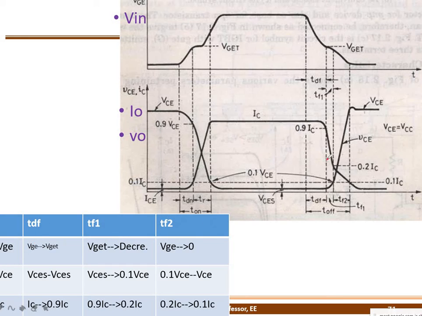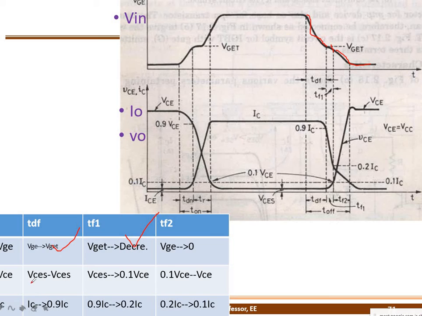First one, delay fall time. This is the delay fall time. What about the input voltage during the delay time? In the delay fall time, it starts to decrease from the maximum value to the VGE saturation value. What about fall time 1? It decreases further. What about fall time 2? It further decreases to the 0 value. That means the leakage current value, so it decreases to 0.